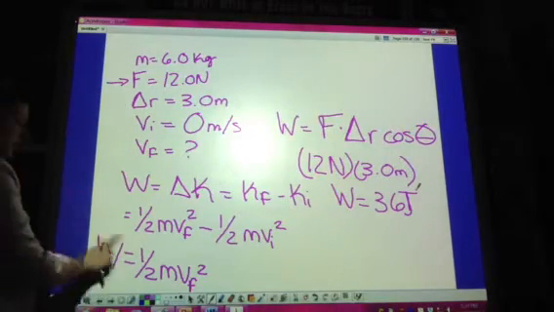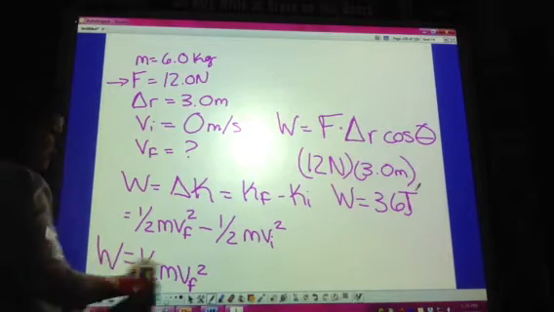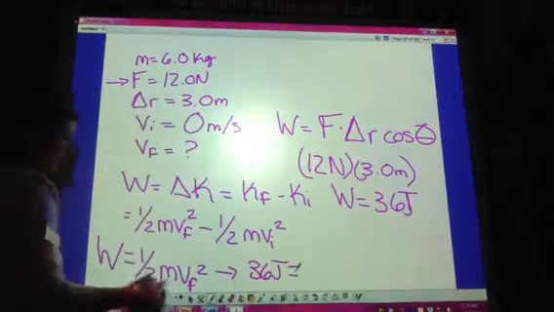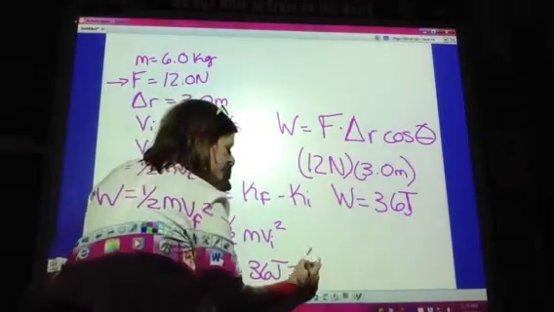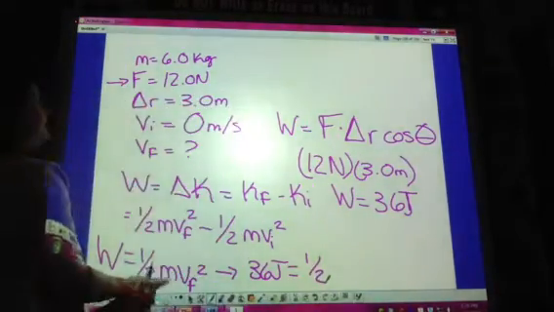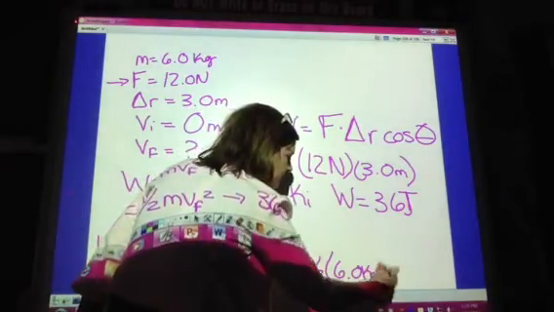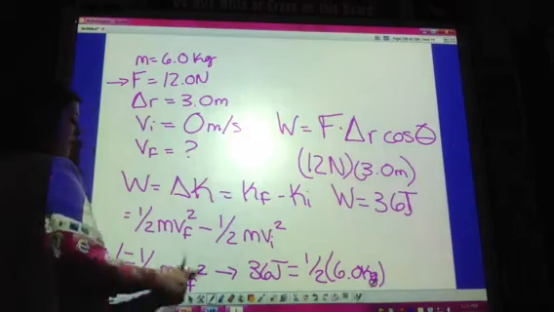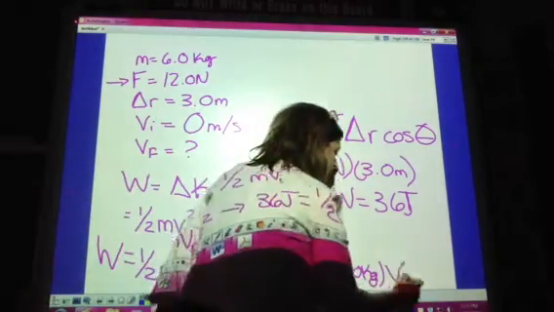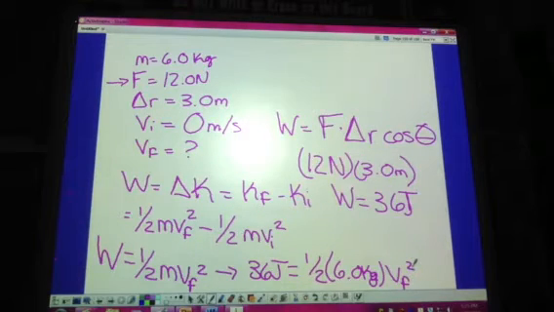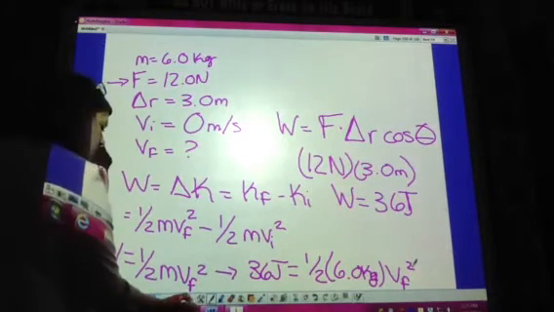So let's just plug in our numbers here. Work was 36 joules, and that's equal to 1/2 times the mass, which was 6 kilograms. And then I'm trying to find that final velocity, or final speed, I should say. So I have v final squared still.